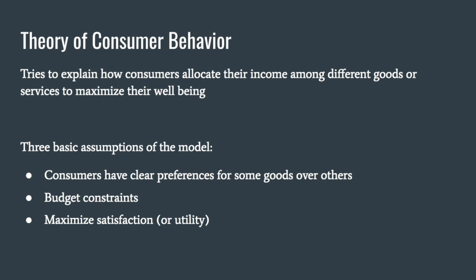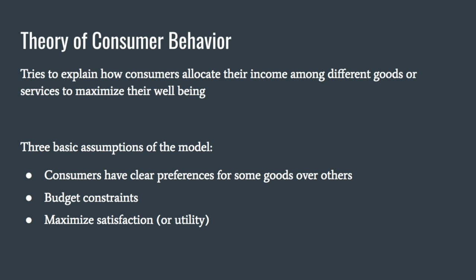A lot of these decisions can be explained through the theory of consumer behavior. This is a branch of microeconomics that tries to explain the demand of individual consumers. This model is based on the following three assumptions. Consumers have clear preferences for some goods over others. They have budget constraints, meaning they have limited incomes, a certain amount of money they can spend on these goods.